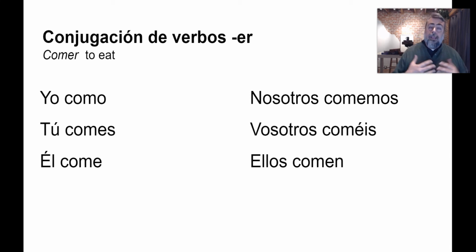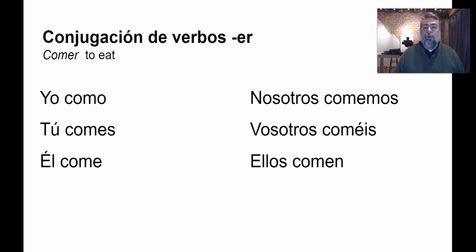So ER verbs look just like AR verbs, except that where you would see an A in the present conjugation for an AR verb, you see an E. So yo como, tú comes, right? If it were andar, an AR verb, it would be tú andas, AS. Here it's ES.